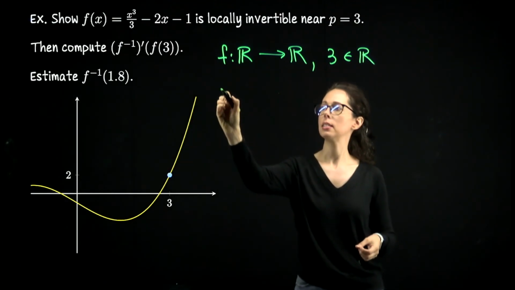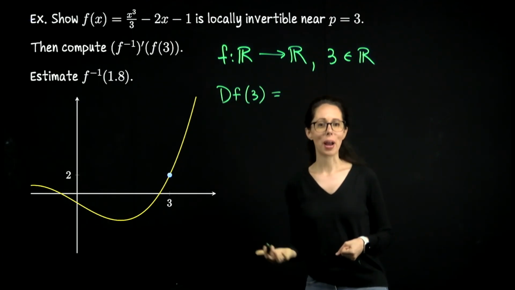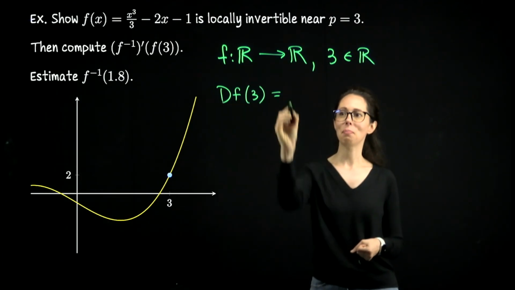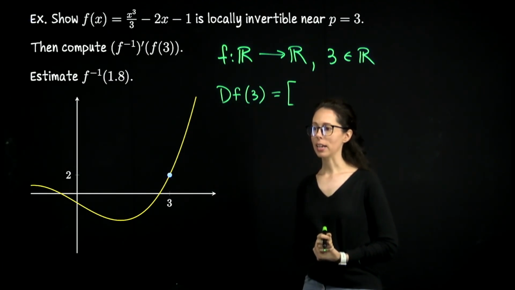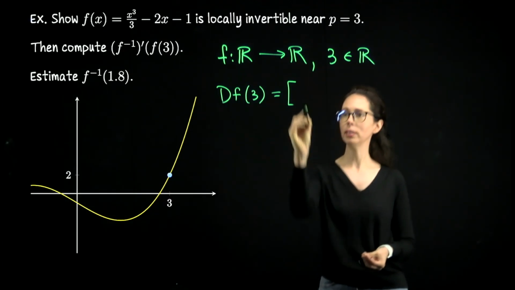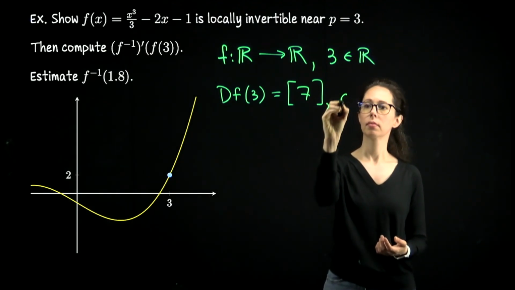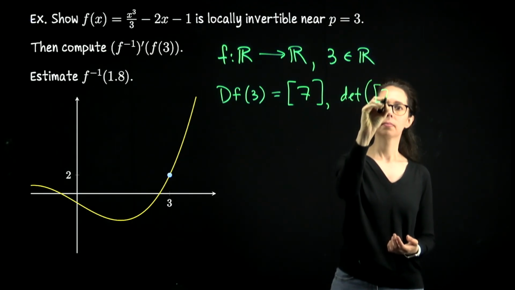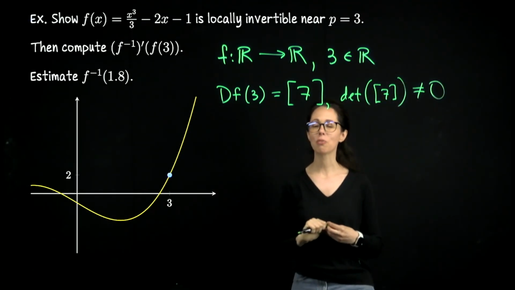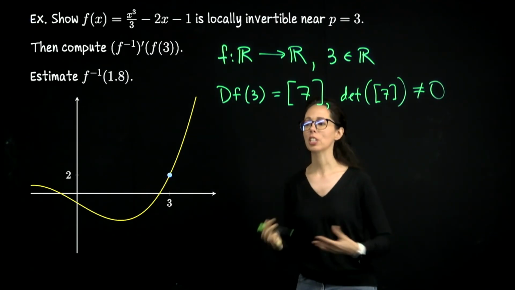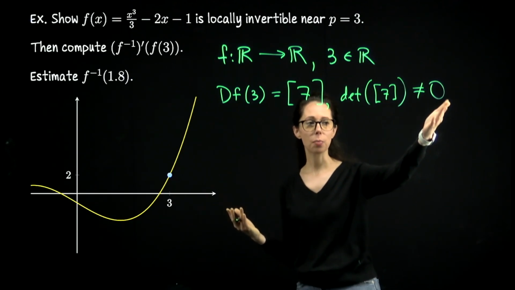I'm going to write df at 3. That's what we would normally call f prime at 3. This is a 1-by-1 matrix. So it's just the scalar f prime at 3. And let's see, what is that? 3 squared is 9 minus 2 is 7. The determinant of that is non-zero. Again, this is sort of a strange way to analyze a function of one variable, but I just want to match the language and terminology that we had in the statement of the theorem. That's it. So we've now tested the inverse function theorem and it applies.